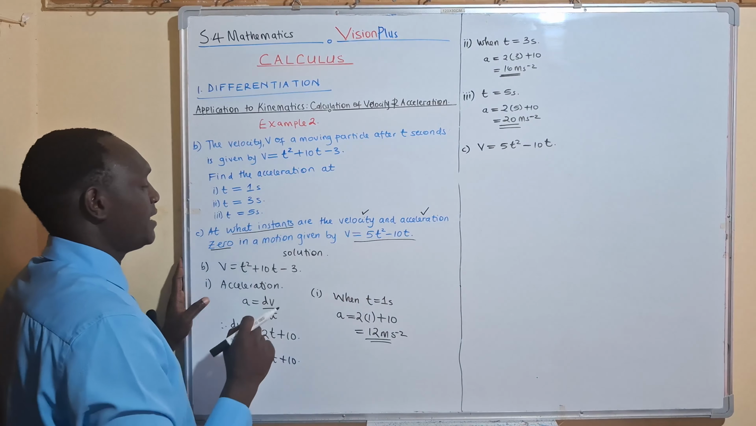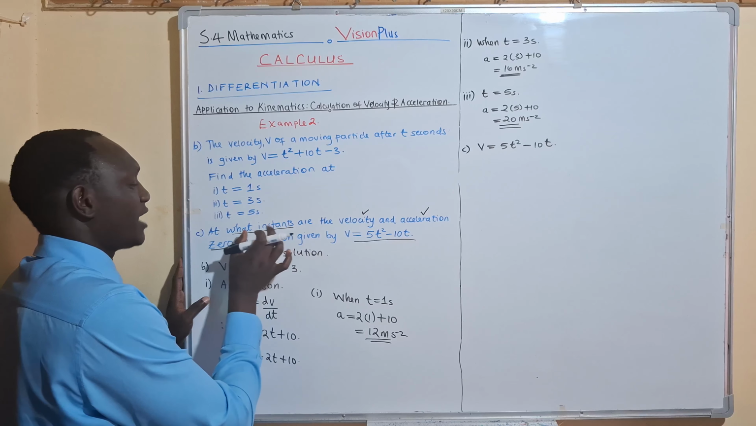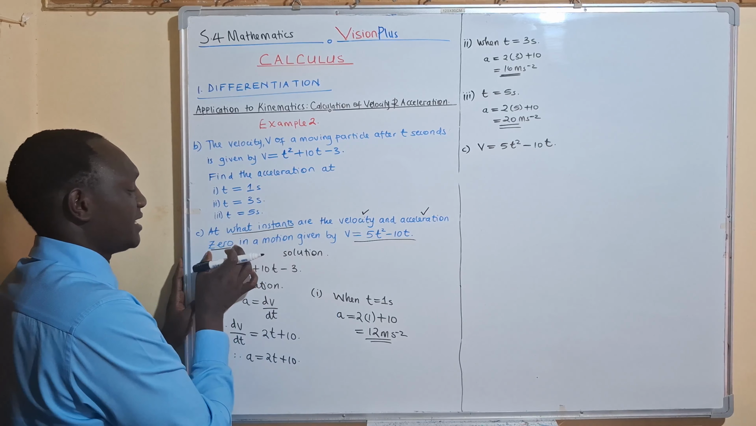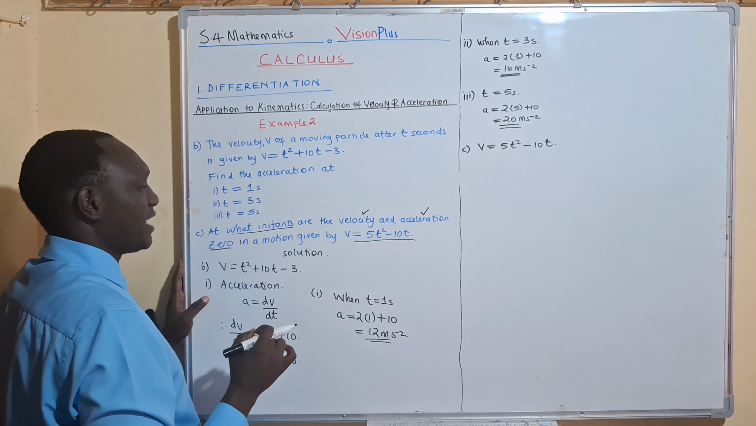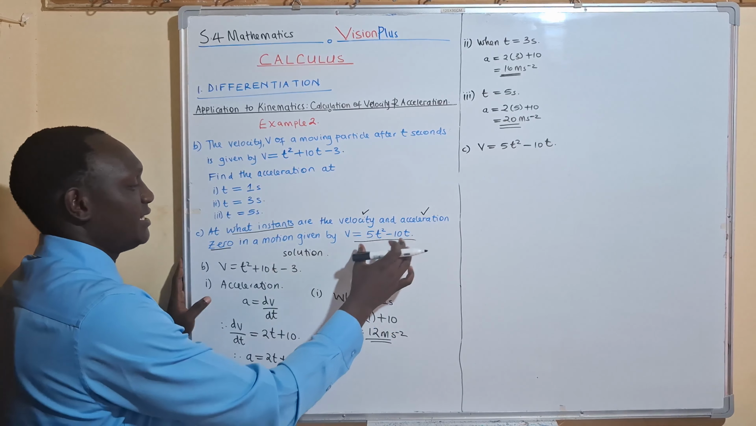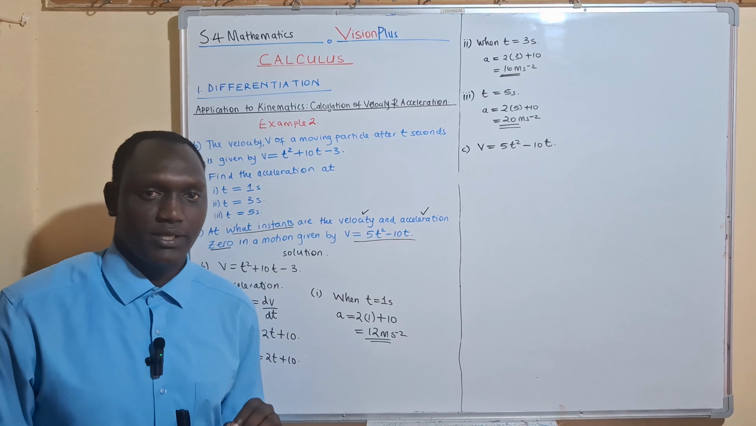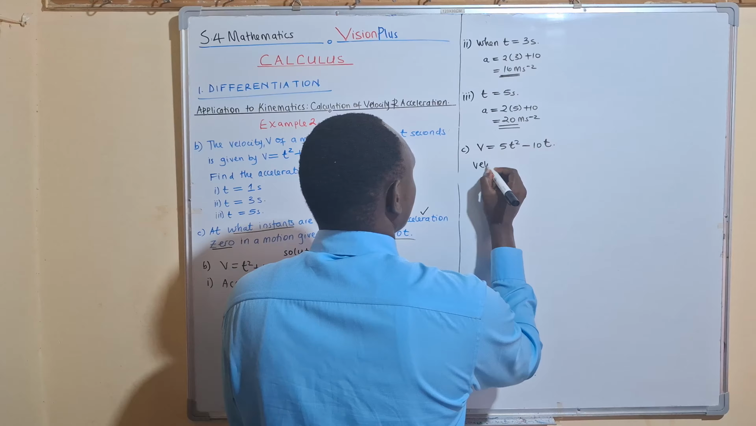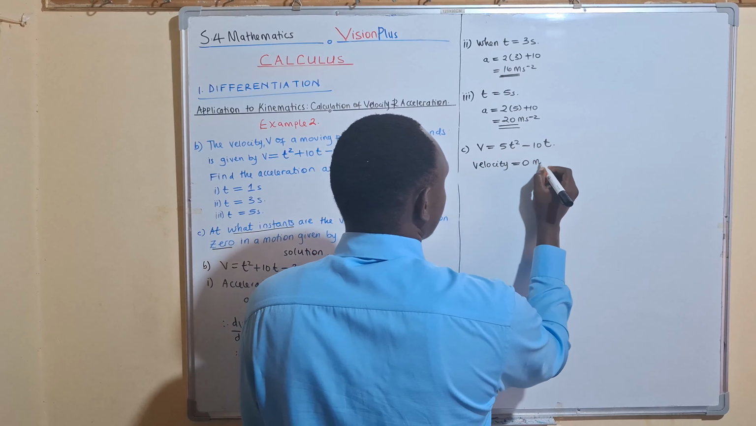So velocity, it is saying at what instant is the velocity 0 for the first case. Okay, at what instant is the velocity 0? At the same time, at what instant is the acceleration 0 in a motion that is defined by velocity? What can we do here? Now, for velocity equals 0 meters per second, by the way.